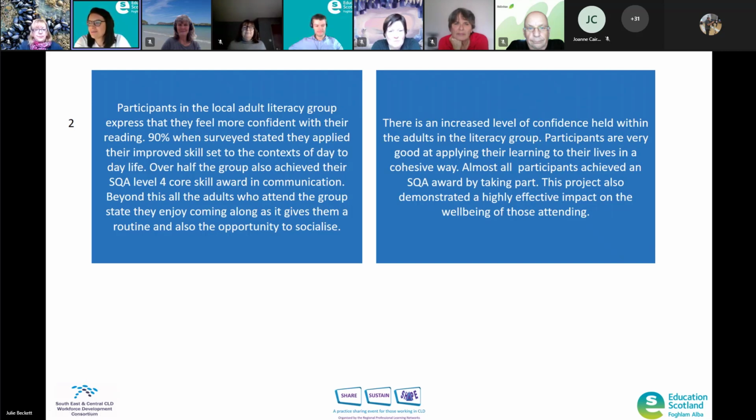So for the second statement, our colleagues did similar and wrote an evaluative statement, and they summarised that there is an increased level of confidence held within the adults in the literacy group. Participants are very good at applying their learning to their lives in a cohesive way. Almost all participants achieved an SQA award by taking part. And this project also demonstrated a highly effective impact on the well-being of those attending.